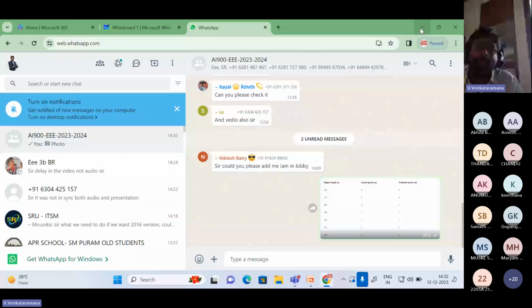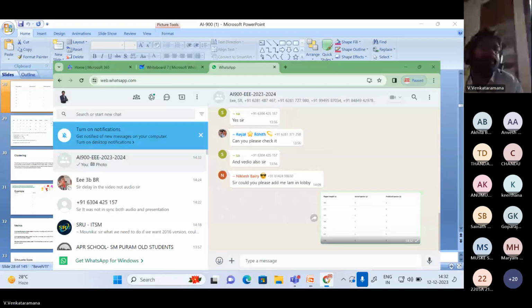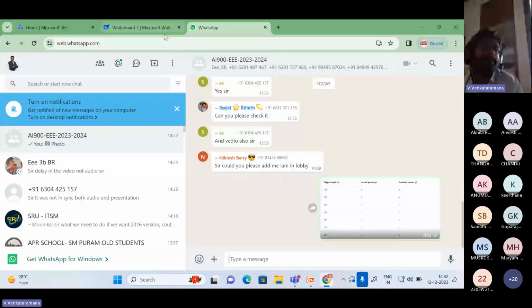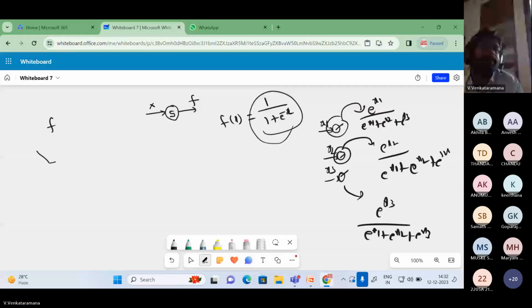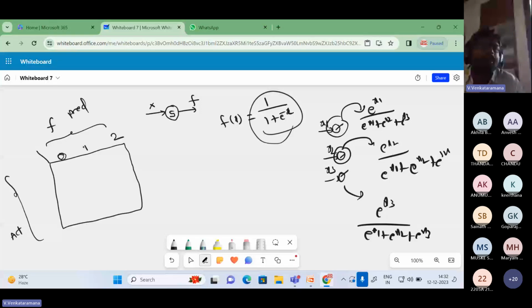So tell me, my confusion matrix will be like this. These are the predictions. And here these are the actual. So it's 0, 1, and 2. Predicted as a 0 species, predicted as a type 1, predicted as a type 2. Actual is type 0 penguin, type 1 penguin, and type 2 penguin. Perfect. Now, friends, already I shared the data with you.